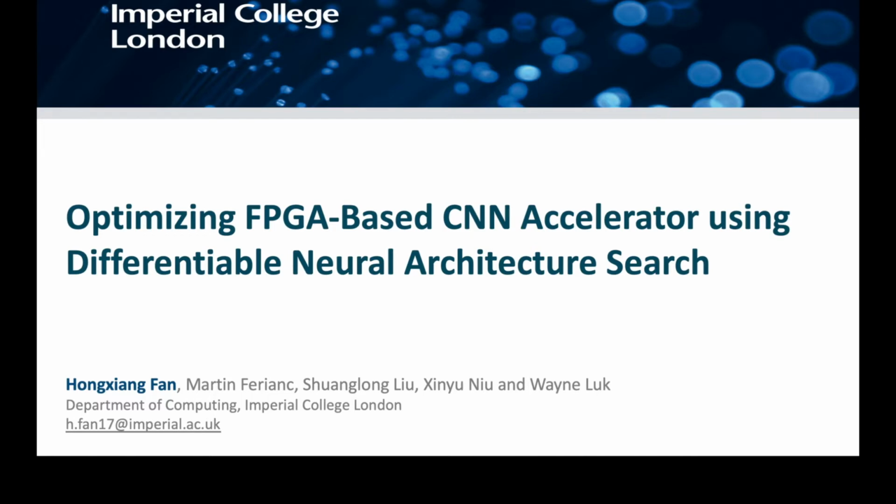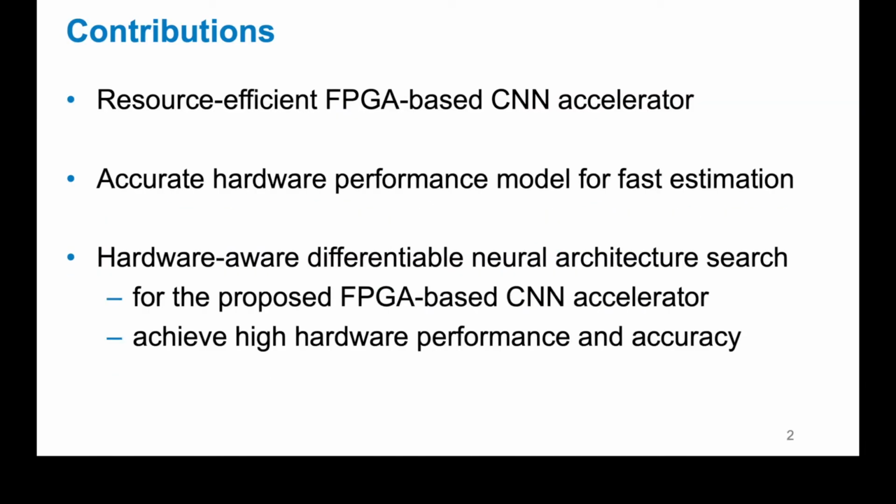Today I'm going to present my paper, Optimizing FPGA-Based CNN Accelerator using Differentiable Neural Architecture Search. Our contribution includes, firstly, we propose an FPGA-based CNN accelerator with high resource efficiency. Secondly, we propose an accurate hardware performance model to speed up the performance estimation.